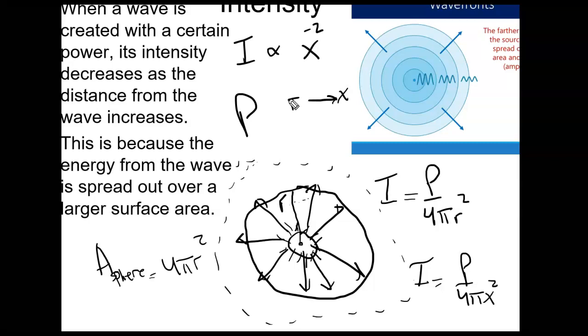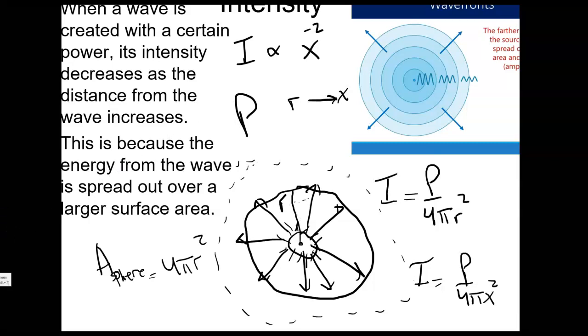If you double the distance from the wave source, you decrease the intensity by a factor of 4. Okay, think about that. If you double the distance from a wave source, you decrease the intensity by a factor of 4, because 2 squared would be 4. Likewise, if you triple the distance from a wave source, you're going to decrease the intensity by a factor of 9, because 3 squared is 9. And so that's basically how intensity works. Pause there if you need to look at that some more.